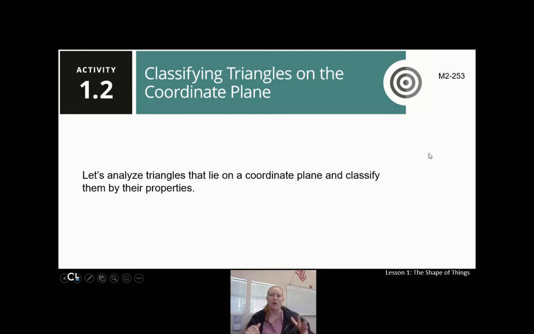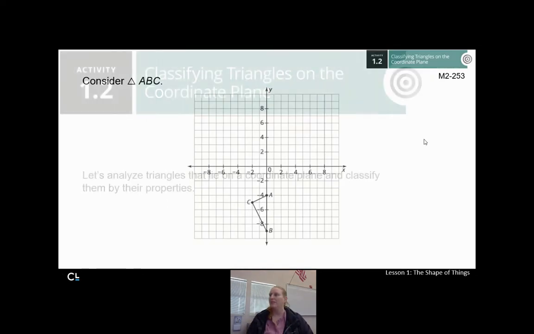We're going to classify them by their properties. So just remember that you can classify a triangle by its sides. It's either scalene, meaning it has no congruent sides, isosceles, meaning it has 2 congruent sides, or it can be equilateral, which means all 3 sides are congruent. And of course, we can also classify a triangle by its angles. If it has an obtuse angle, it's an obtuse triangle. If it has one right angle, it's a right triangle. And if it has 3 acute angles, it is going to be an acute triangle. So we're going to play with that today and just get a little more into this.